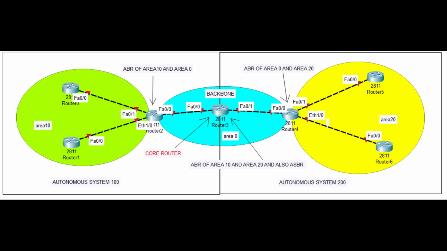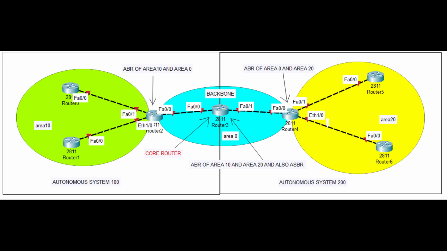In this topology there are two autonomous systems, autonomous system 100 and autonomous system 200. Now the question is, what is an autonomous system? It can be defined as all the network devices, including routers, switches, computers, and network peripherals, controlled by an administrator. The range of autonomous system numbers is 0 to 65,535. 0 is reserved. 1 to 64,511 is for public autonomous system numbers, and 64,512 to 65,535 is for private autonomous system numbers.